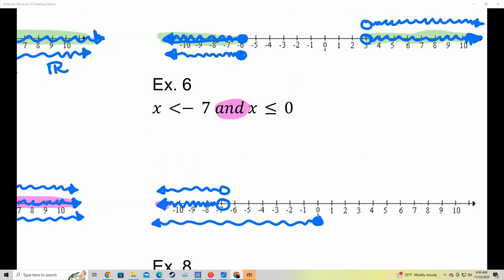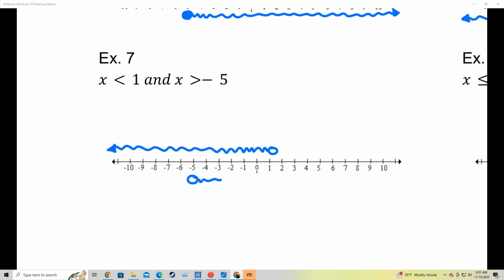All right, x is less than 1 and x is greater than -5. Let's see, x is less than 1. Here's 1. And it's going, x is less than 1, that's this way. X is greater than -5. Here's -5. And it's going this way.